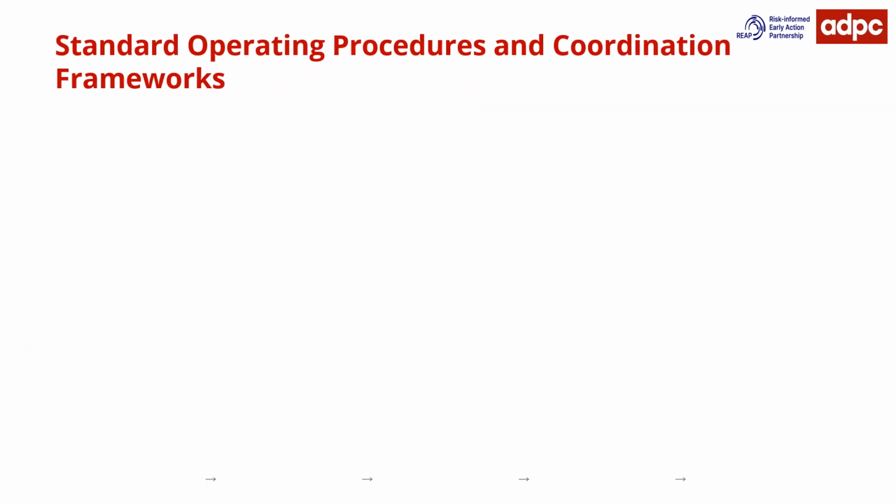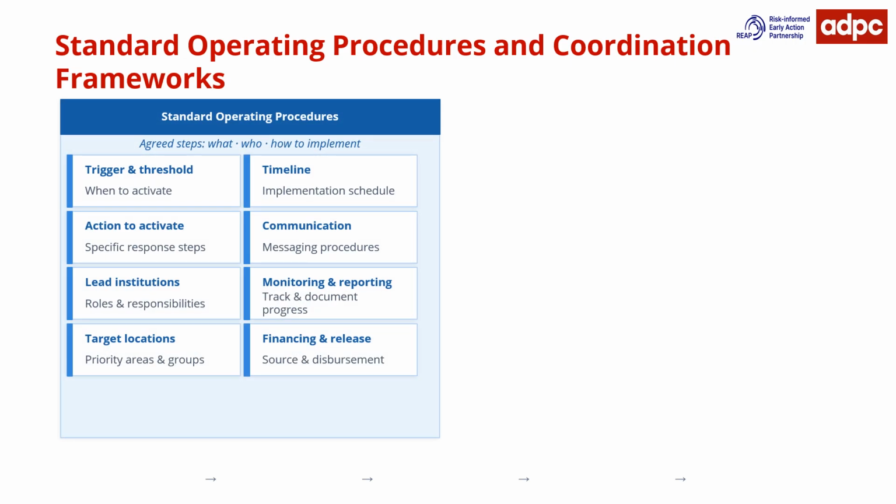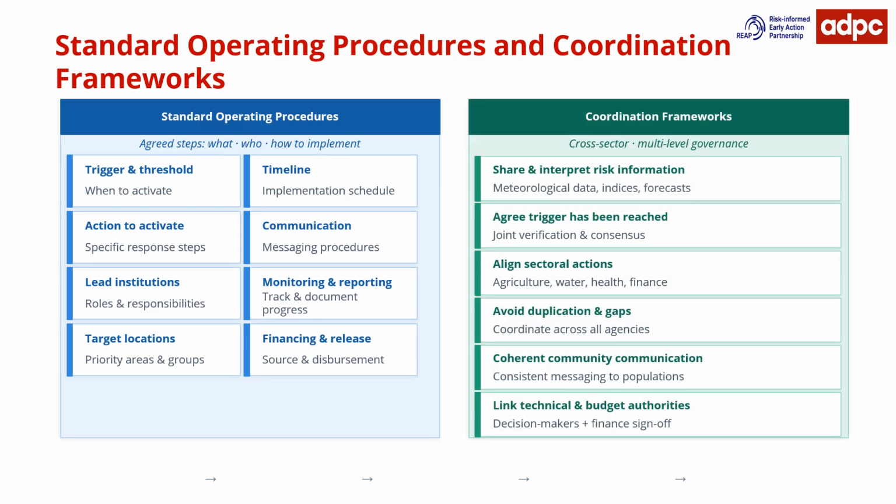Let's compare two complementary pieces of the machinery: standard operating procedures and coordination frameworks. Standard operating procedures set out agreed steps: what, who, and how to implement. This includes the trigger and threshold, defining when to activate; the action to activate, specifying the response steps; lead institutions and their roles and responsibilities; target locations, the priority areas and groups; and financing and release, the source and disbursement process. Coordination frameworks provide cross-sector, multi-level governance.